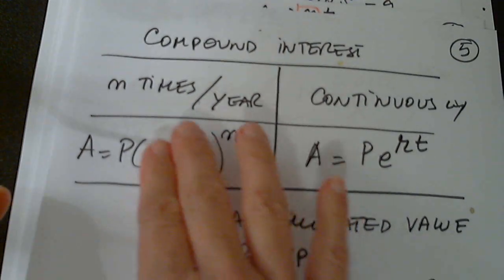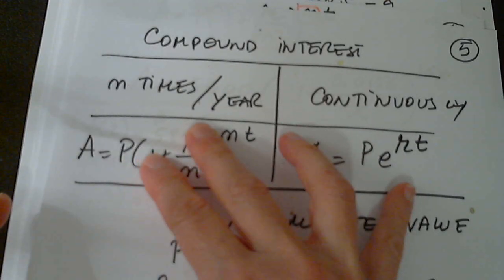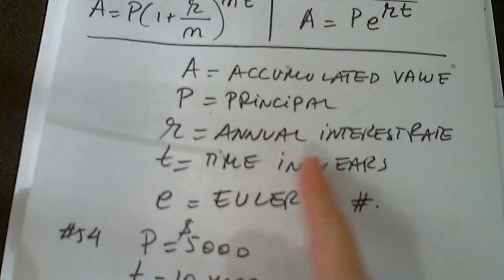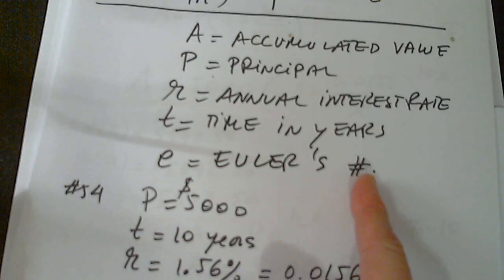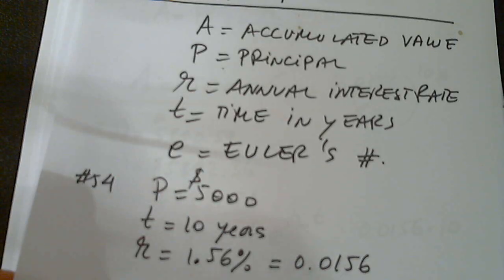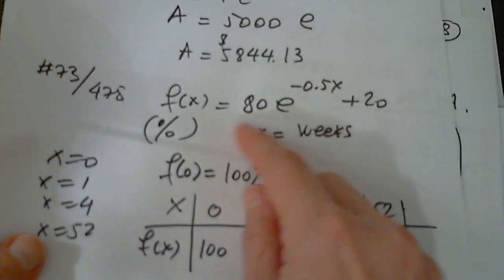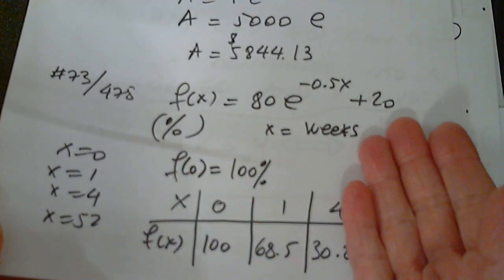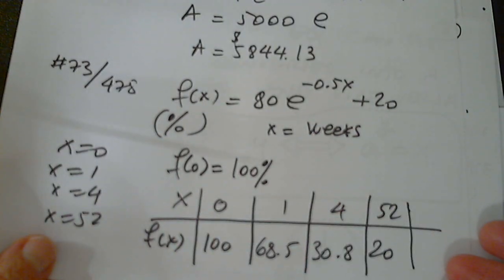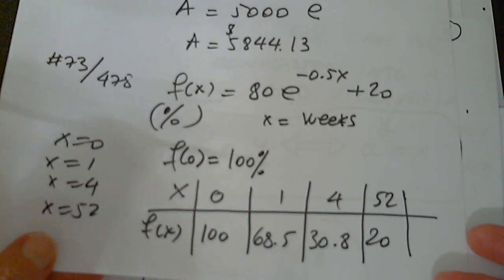So this is another a base raised to a power. So that's why they're both here. Base raised to a power, base raised to a power. Accumulated value, principal, annual interest rate, time in years, and E is Euler's number. He was a Swiss mathematician. Okay, and we looked at some problems in which we plugged in. So here was a word problem about percentage of retaining what we retain, the information we retain, number of weeks. The table always is a very good picture and a visual representation.